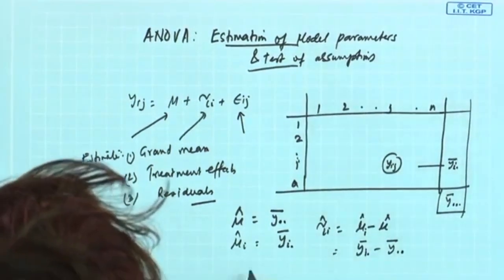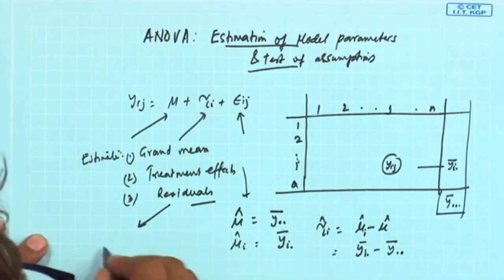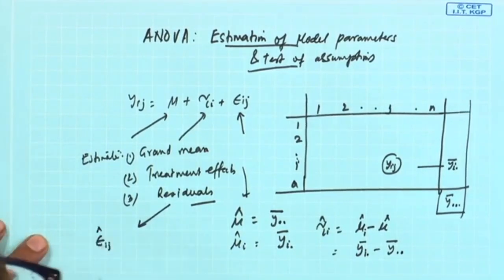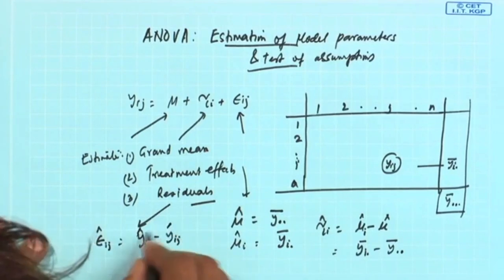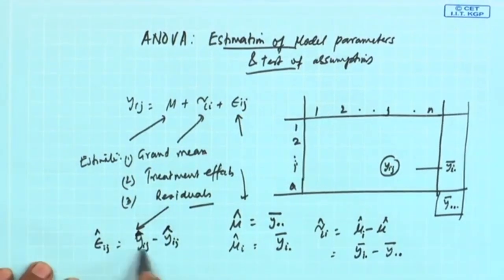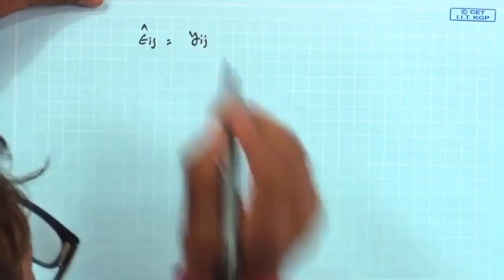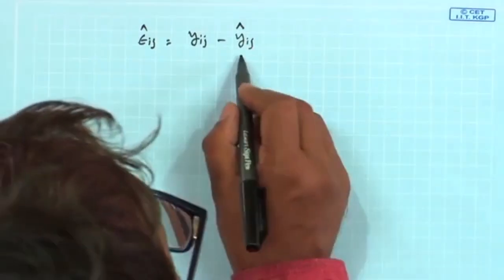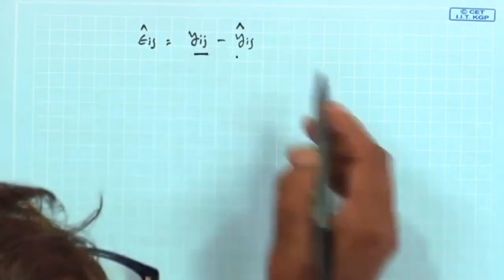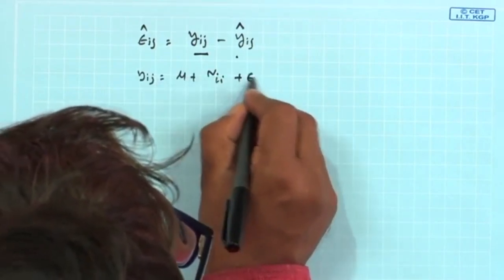Then the third estimate is the residual. Residual epsilon_ij cap is nothing but the observed value minus the predicted value. So, epsilon_ij cap is Y_ij minus Y_ij cap. Now, what is Y_ij? Y_ij is mu plus tau_i plus epsilon_ij.